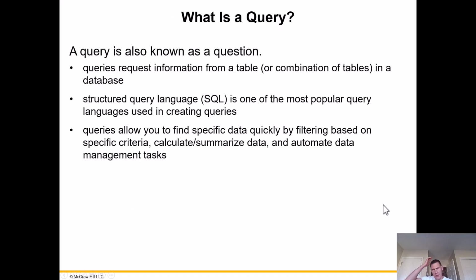So what is a query? Think of a query as a question, right? If you're querying a database, you're basically trying to find something of value, trying to turn data into information. So a query is known as a question. Queries request information from a table or combination of tables in a database. SQL, structured query language, is one of the most popular query languages used in creating queries. Queries allow you to find specific data quickly by filtering based on specific criteria, calculate summarized data, and automate data management tasks.